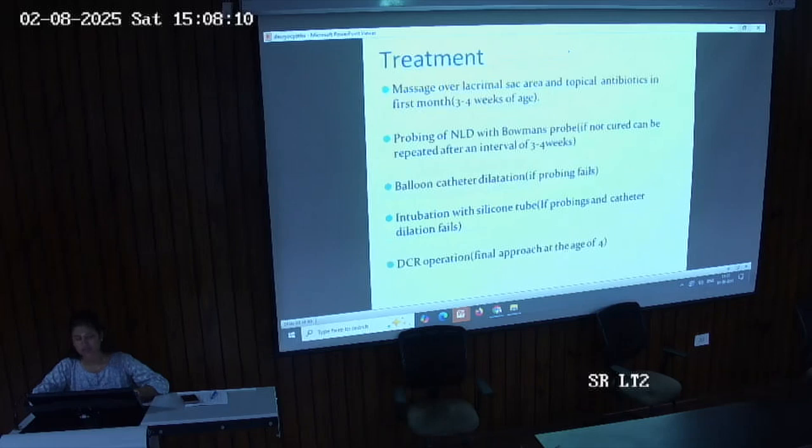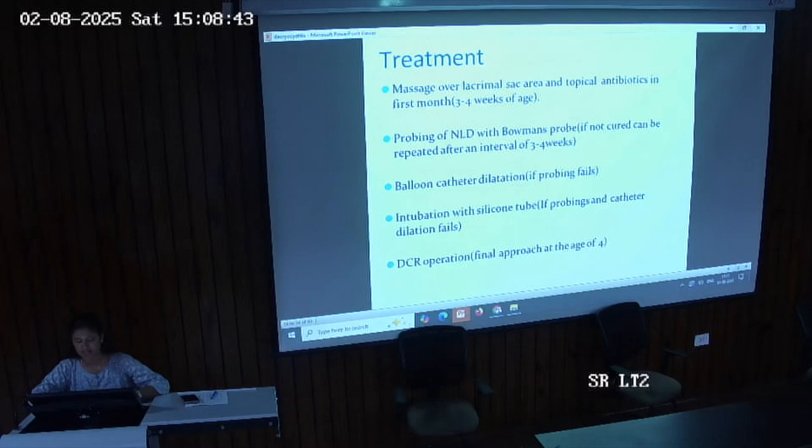Treatment: first, you should start with massage over the lacrimal sac area and topical antibiotics if the patient comes in the first month, that is 3 to 4 weeks of age. If it is not resolving, then we'll go for probing of the nasolacrimal duct with Bowman's probe after an interval of repeated massaging of 3 to 4 weeks. And if the probing fails, we'll go for balloon catheter dilation. If both probing and catheter dilation fail, we'll go for intubation with silicone tube.